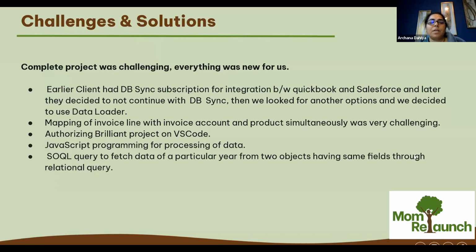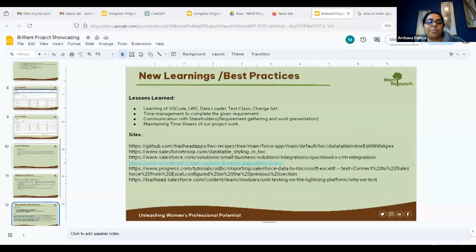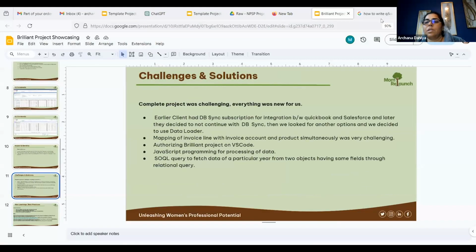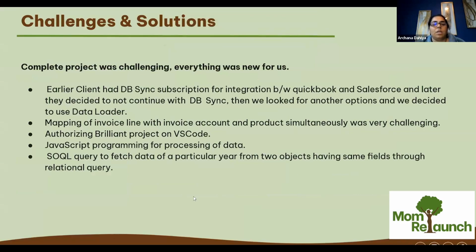Earlier, the client had the DB Sync subscription for integration between QuickBooks and Salesforce. Later, they decided not to continue with DB Sync. Then we decided to use the data loader, and the mapping of invoice lines, as I told you, we had to map the three objects with one object. So it was also very challenging. Then the authorization of the Brilliant project.